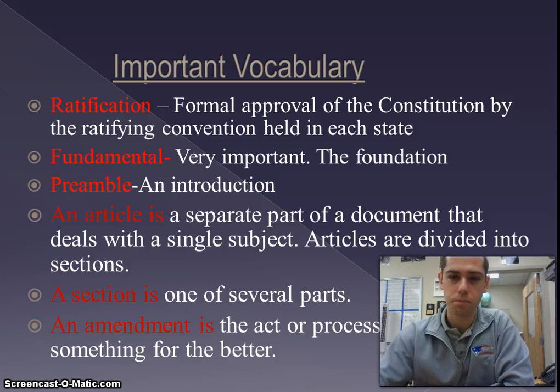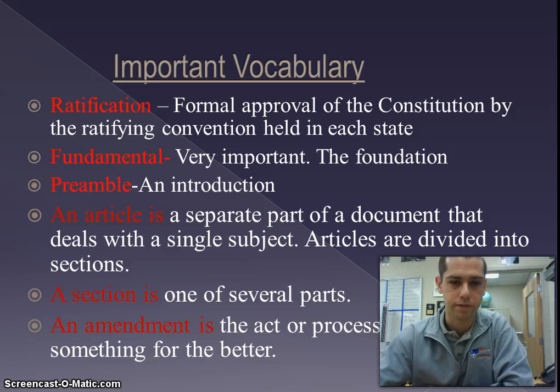Important vocabulary. This is a slide that you're going to need to write all of the important vocabulary words. We have a total of 6 of them. Our first one, ratification, we talked about in class, which is a formal approval of the Constitution by the ratifying convention held in each state. Basically, that's a fancy way of saying ratification is approval and making it a document official. Fundamental means very important. It's the foundation of something.